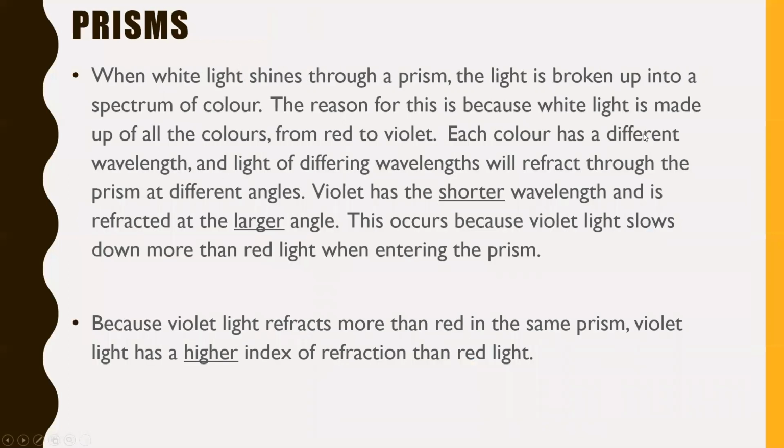All right, prisms. When white light shines through a prism, the light is broken up into a spectrum of color. You get like a whole rainbow that gets formed from it, right? Now the reason for this is because white light is actually made up of all the colors from red to violet. Each color has a different wavelength. And light of differing wavelengths will refract through the prism at different angles. They'll have different angles of refraction. Violet has a shorter wavelength and is refracted, therefore, at a larger angle. This occurs because violet light slows down more than red light when entering the prism.